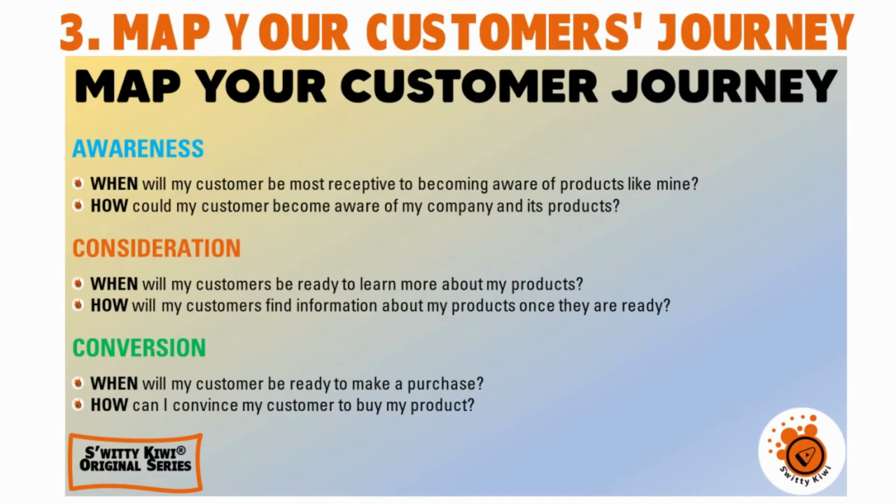Okay, so this is how you map your customer journey. You are able to go through the three phases, the ACC model: the awareness, the consideration, and the conversion. And you constantly have to ask yourself two questions: when and how. Right? You want to know the time and the manner in which they will become aware of your products, they will consider your products, and they will buy your products.